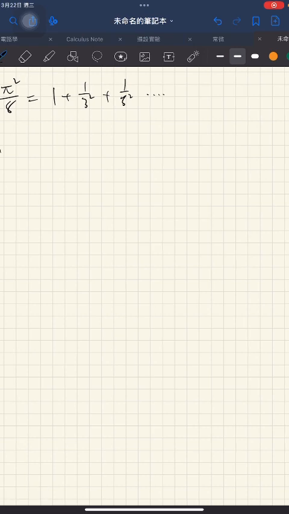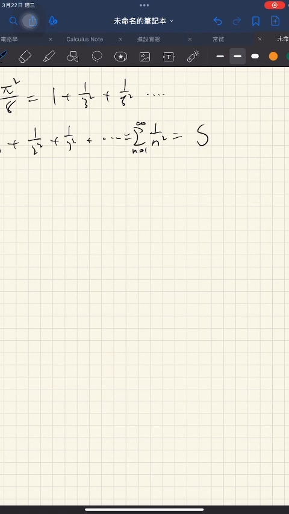Is that 1 plus 1 over 2 squared plus 1 over 3 squared, and so on, just by the order of n. Just sigma 1 over n squared, n from 1 to infinity. And we are going to call it S. And we can manipulate the series a little bit to get another series.